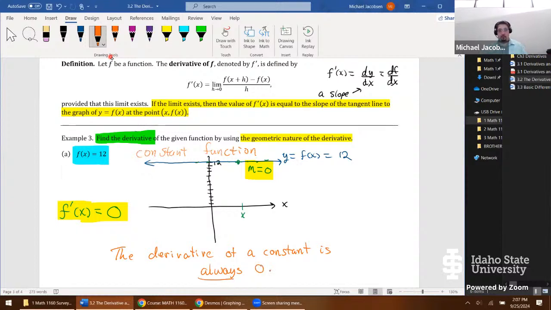Always is a strong word, so it's nice to have something that is never going to break a pattern. The thing to watch out for is the constants could be weird. It could be square root of 2. It could have been pi. It could have been natural log 5. All of those would be constants, and the derivatives would always be 0. Well, any questions, folks, with that first one?